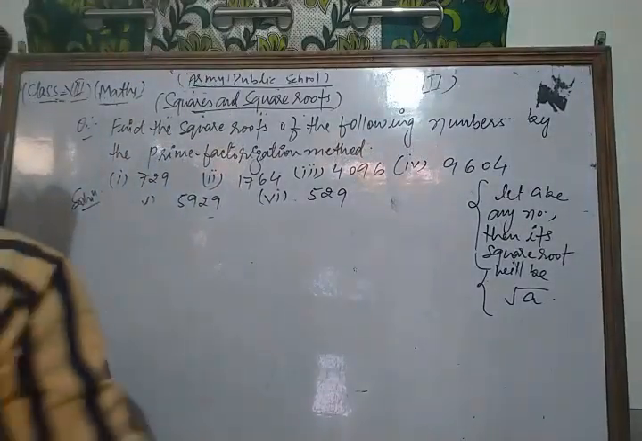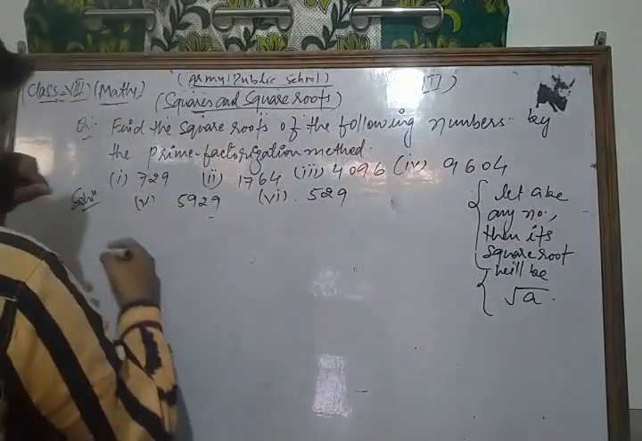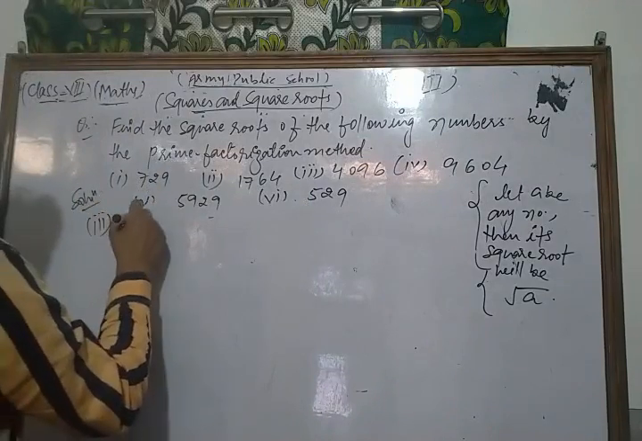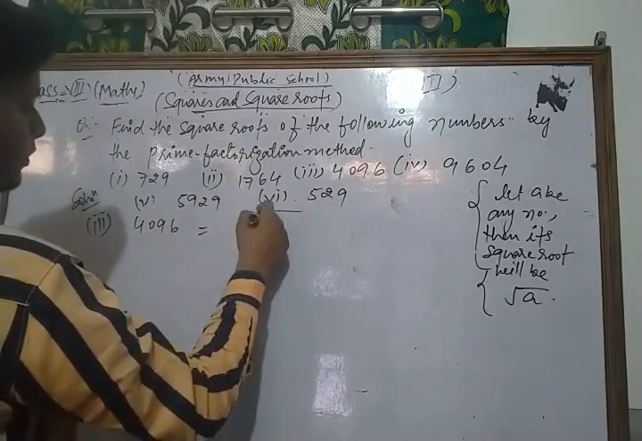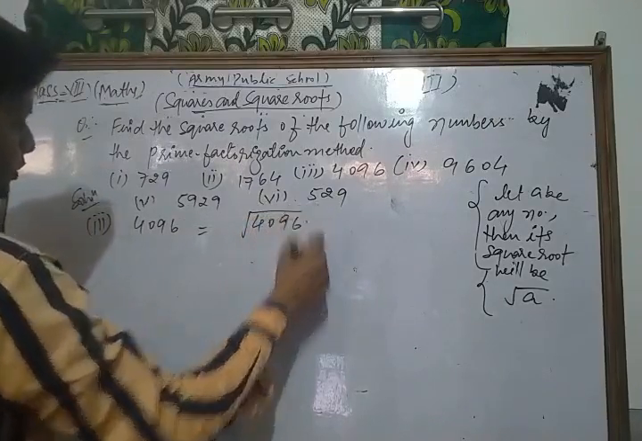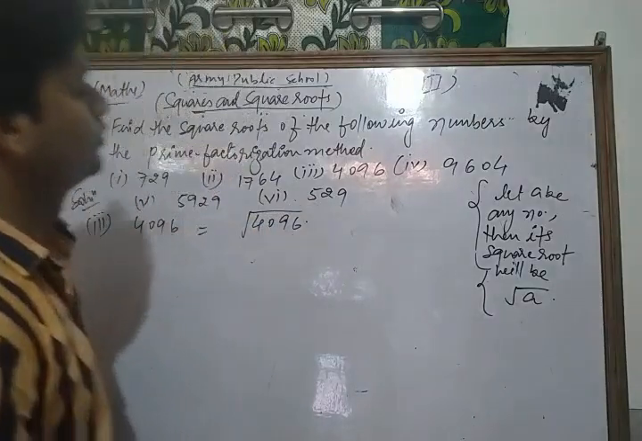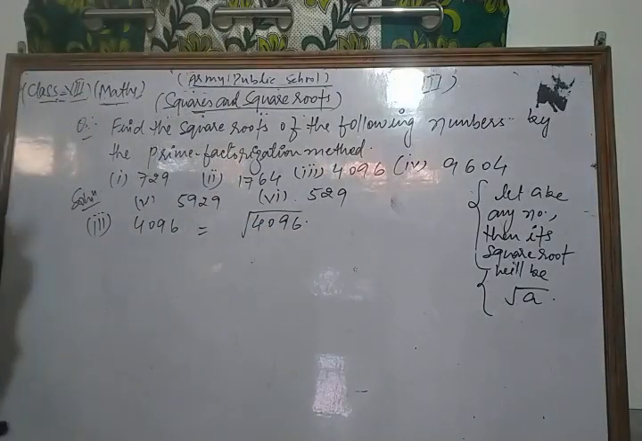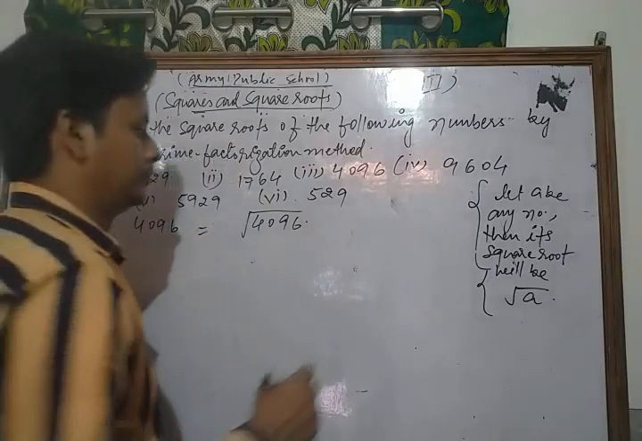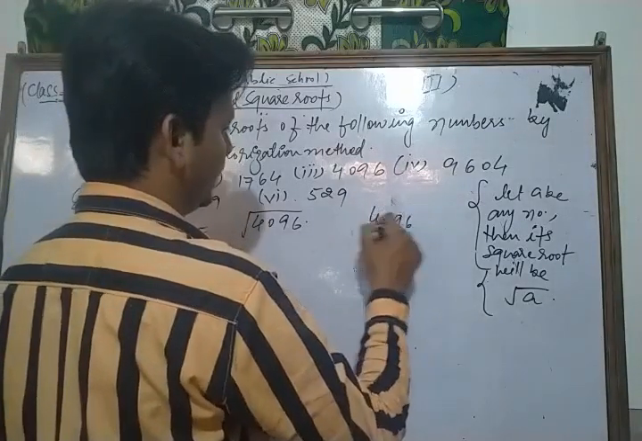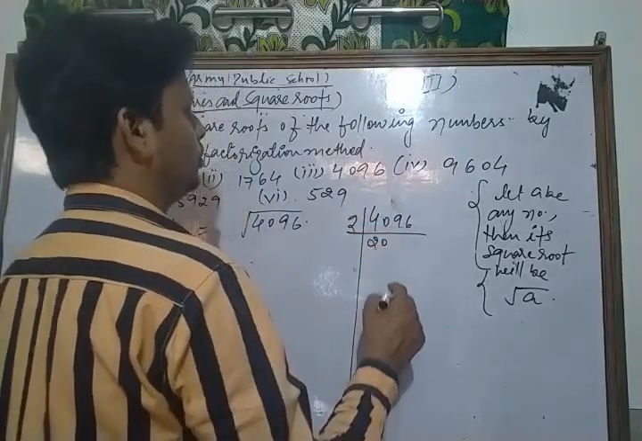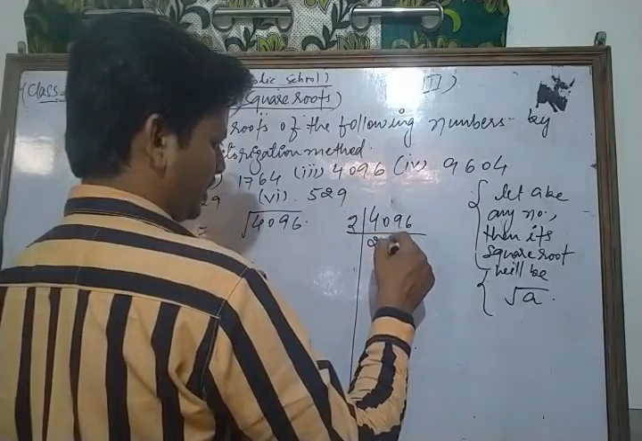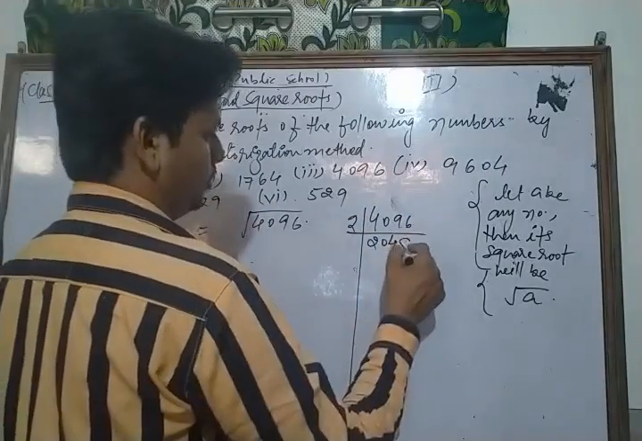Now we take the next part, the third part of the given question, which is 4096, and the square root of 4096 can be written in this form. Now for this question we do the prime factorization. Let's see, 4096 by 2: 2 2s are 4, 2 4s are 8, 16.